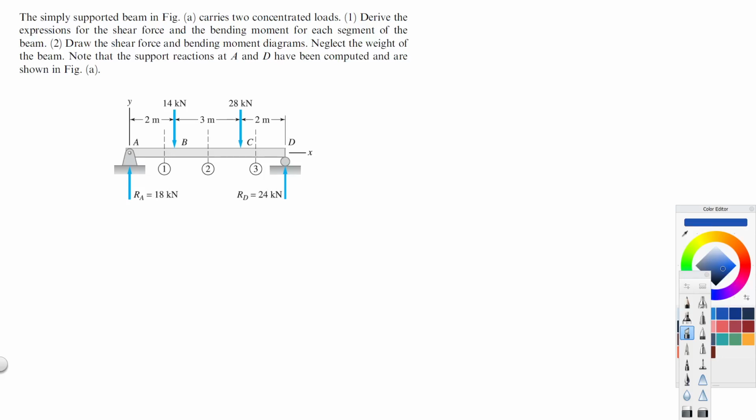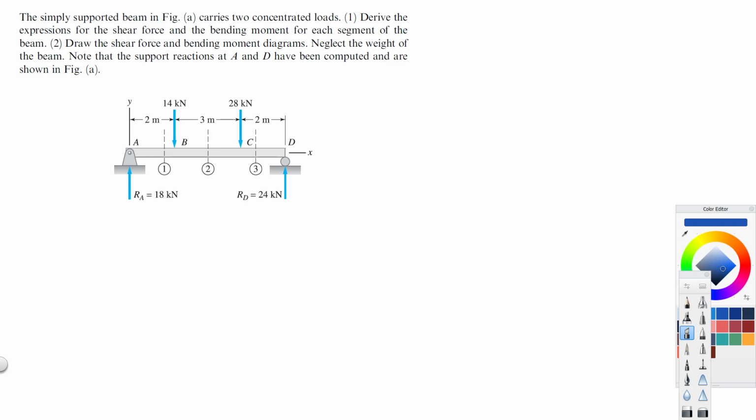Okay, so we will be having here the problem. Again, this is from QSALAS. The simply supported beam in figure A, as shown, carries two concentrated loads. One, derive expressions for the shear force and then the bending moment for each segment of the beam. And two, draw the shear and bending moment diagrams. Neglect the weight of the beam. Note that the support reactions A and D have been computed and are shown in the figure.